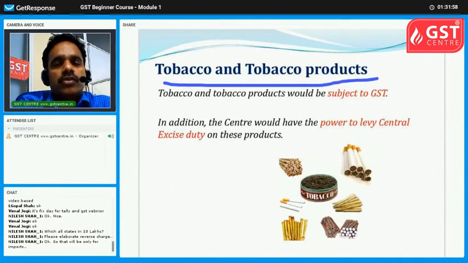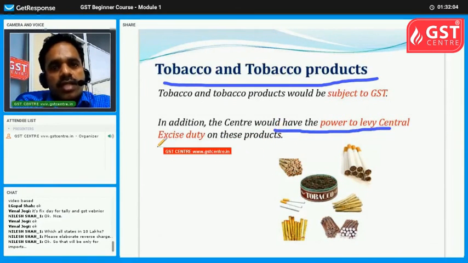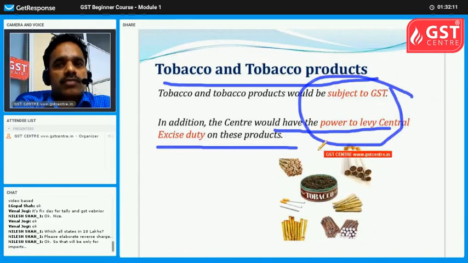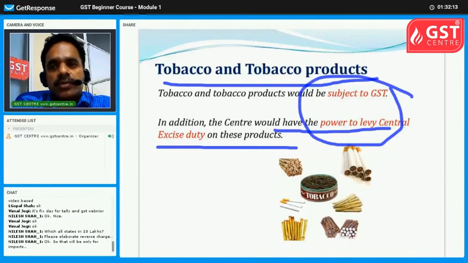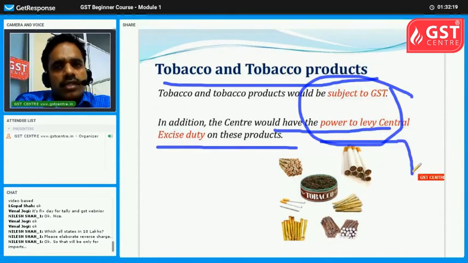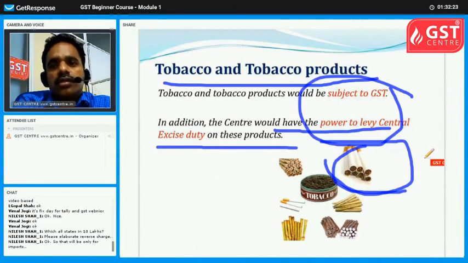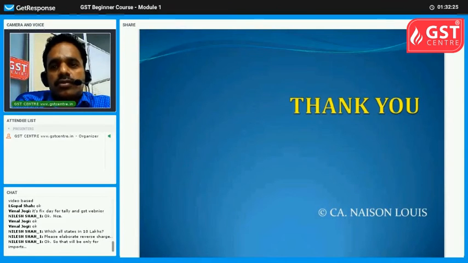And what is the position of tobacco and tobacco products? It will be subject to GST, and the central government would have the power to levy central excise duty on these products also. So maybe double tax will come. Some points have to be cleared. So I think there will be double taxation, meaning there will be two taxes applied on the tobacco products.